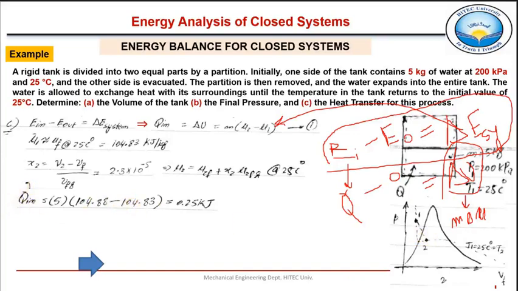So the heat transfer during this process is given by m into delta U, and that is only 0.25 kilojoules. And our initial assumption was that heat is transferred into the system. So this assumption was right. If our initial assumption of heat transfer into the system had been wrong, then the final answer would have come with a negative sign. So there is no negative sign. It means the initial assumption of heat transfer into the system was correct.